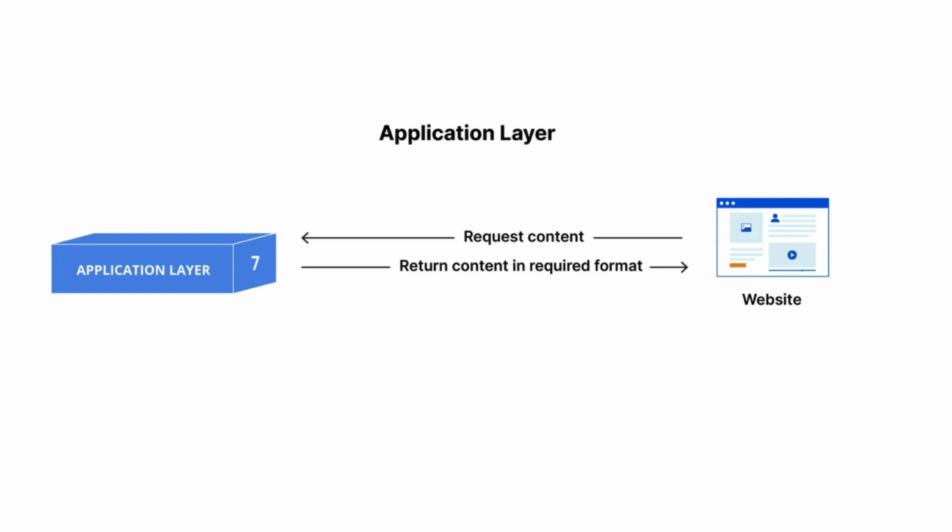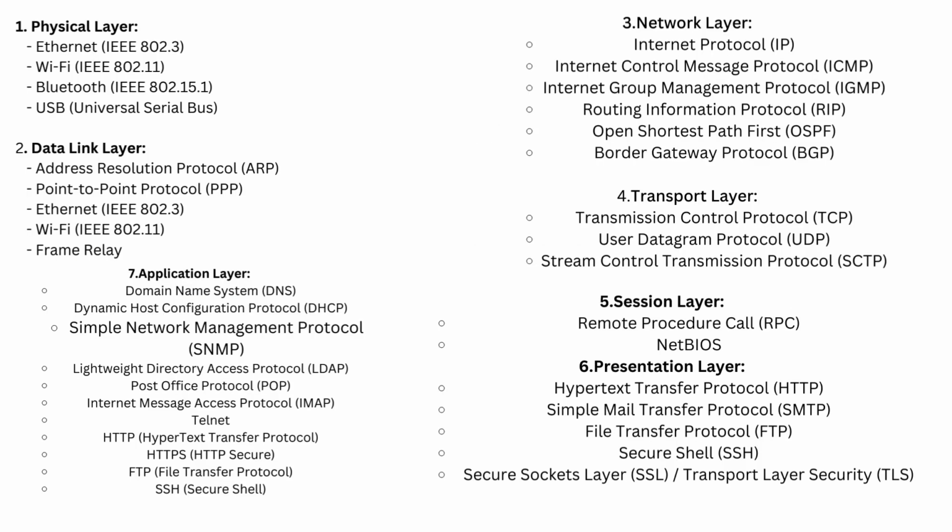So overall, the application layer plays a crucial role in enabling the communication and the interaction between users and network resources. It encompasses a diverse range of services and protocols and the interfaces that facilitate the exchange of information and the delivery of network-based applications to end users. So now you can see on this screen all the protocols in each layer. Okay, so that's it, and this is the end of this video.